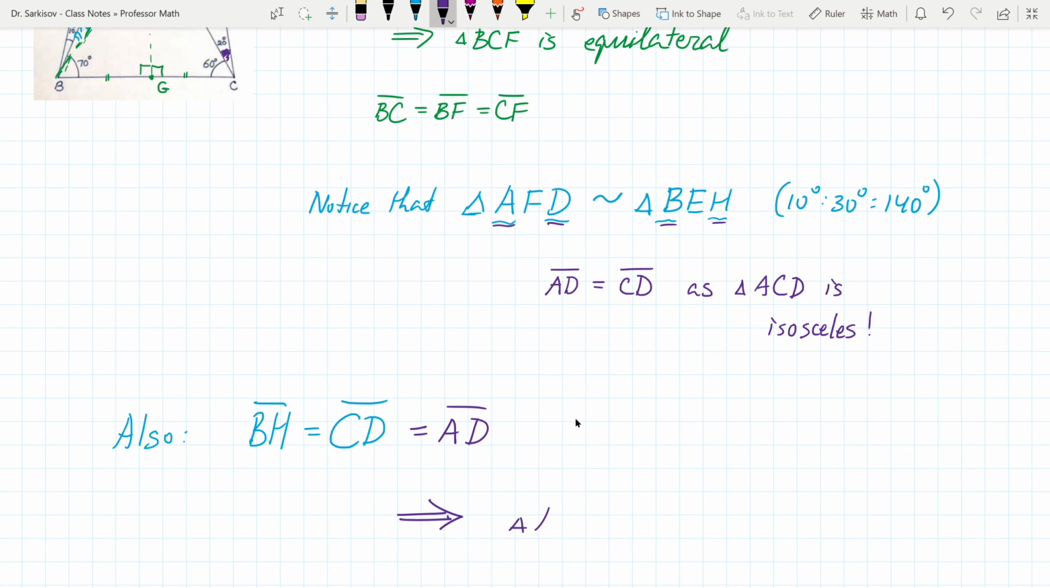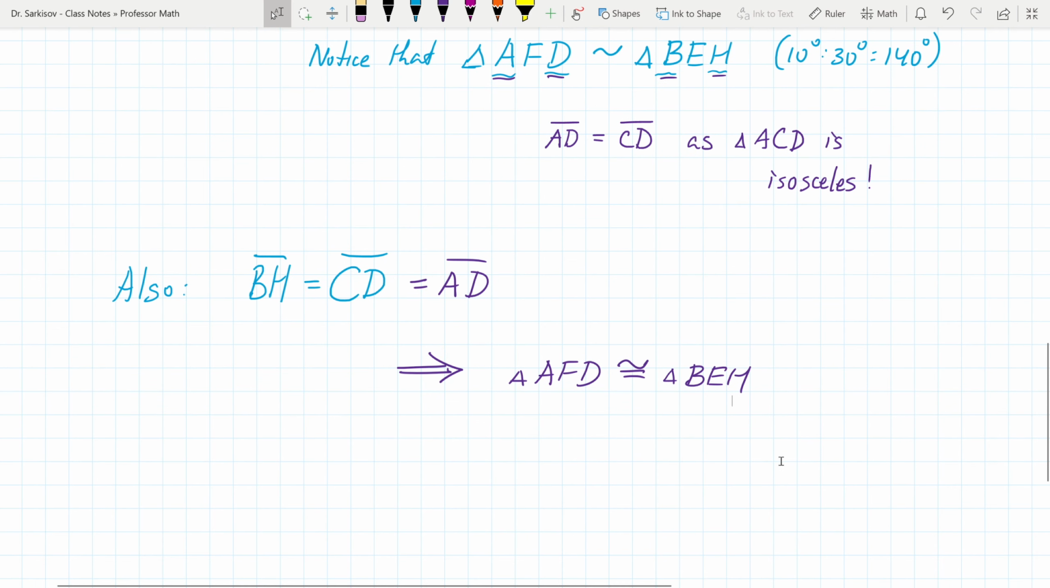Triangle AFD is not only similar, it's congruent, right? It's similar and the corresponding sides are the same, in fact, to triangle BEH. Wow, right? So why is that interesting? Because, for example, the other side pairs are equal. For example, AF and BE. Look, AF is equal to BE, right?